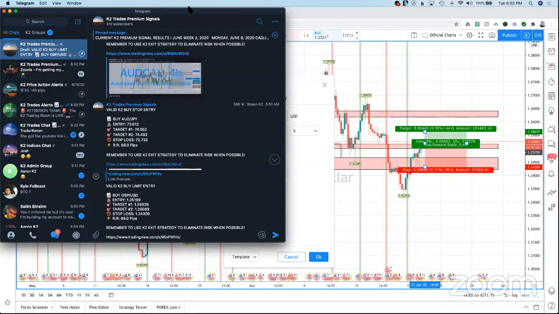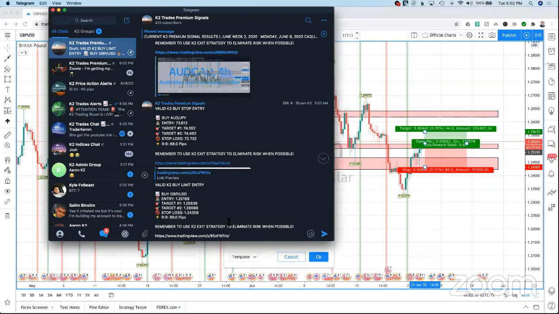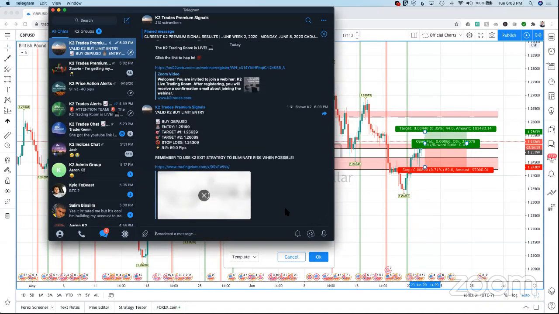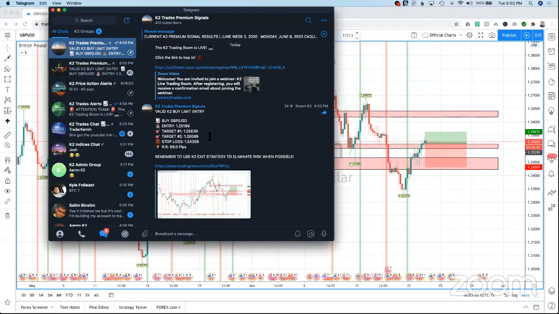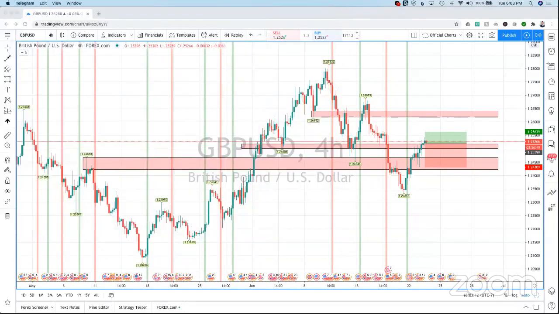So if you guys want to copy this trade, there's a freebie for you guys right there. Going to send this to the premium group. It's a good trade. But yeah, that's pretty much the entry right there.